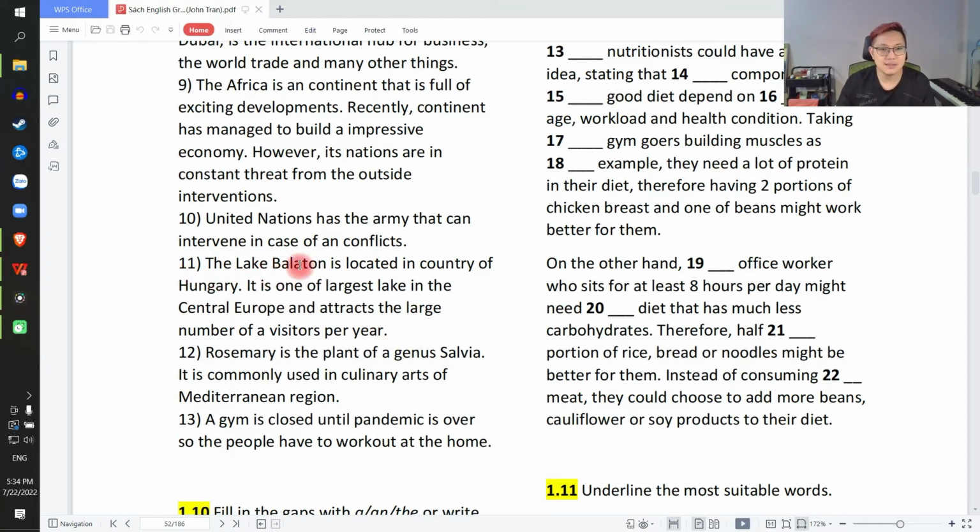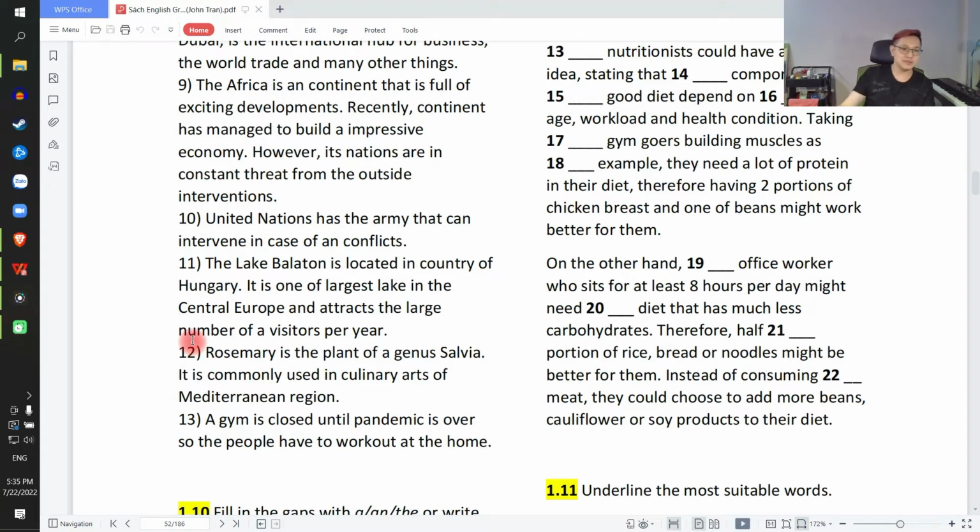So Lake Balaton is located in the country of Hungary. It's one of the largest lakes in Central Europe and attracts a large number of visitors per year. Hồ Balaton được tọa lạc ở nước Hungary. Nó là một trong những cái hồ to nhất ở Trung Âu, vùng phía trung của châu Âu á, và hấp dẫn một lượng du khách lớn hàng năm.